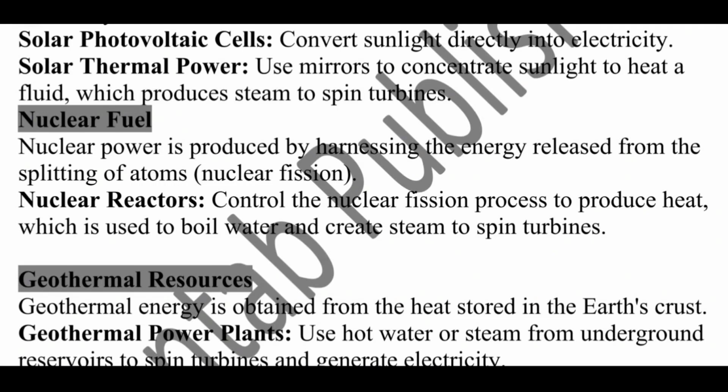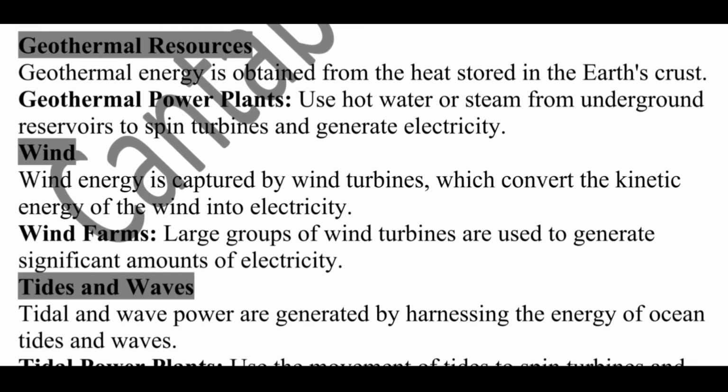Nuclear fuel. Nuclear power is produced by harnessing the energy released from the splitting of atoms, nuclear fission. Nuclear reactors control the nuclear fission process to produce heat, which is used to boil water and create steam to spin turbines. Geothermal resources. Geothermal energy is obtained from the heat stored in the Earth's crust. Geothermal power plants use hot water or steam from underground reservoirs to spin turbines and generate electricity.